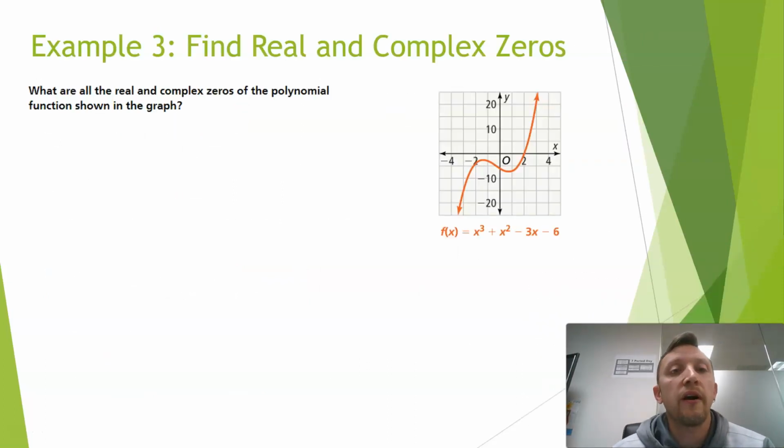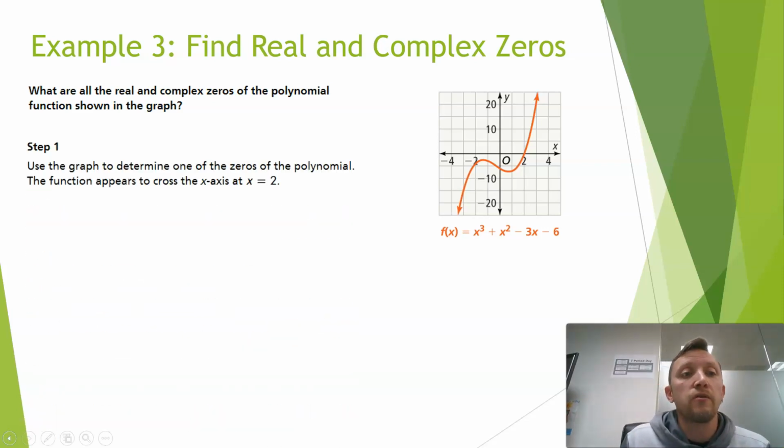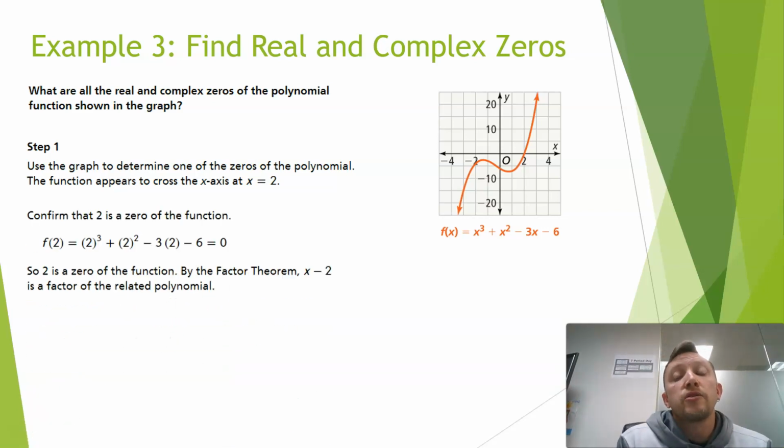Just summarizing what we just talked about. All right, so now we're going to learn how to find the other complex zeros. We're going to learn how to find all of the x-intercepts, including the complex zeros. Just to be clear, the real zeros are the ones that actually pass through the x-axis. So for this one, the real zero is 2. We know it crosses the x-axis at 2. If you wanted to, you could put 2 into the function, x cubed plus x squared minus 3 times x minus 6, and sure enough, you get 0. So we know that 2 is a zero.